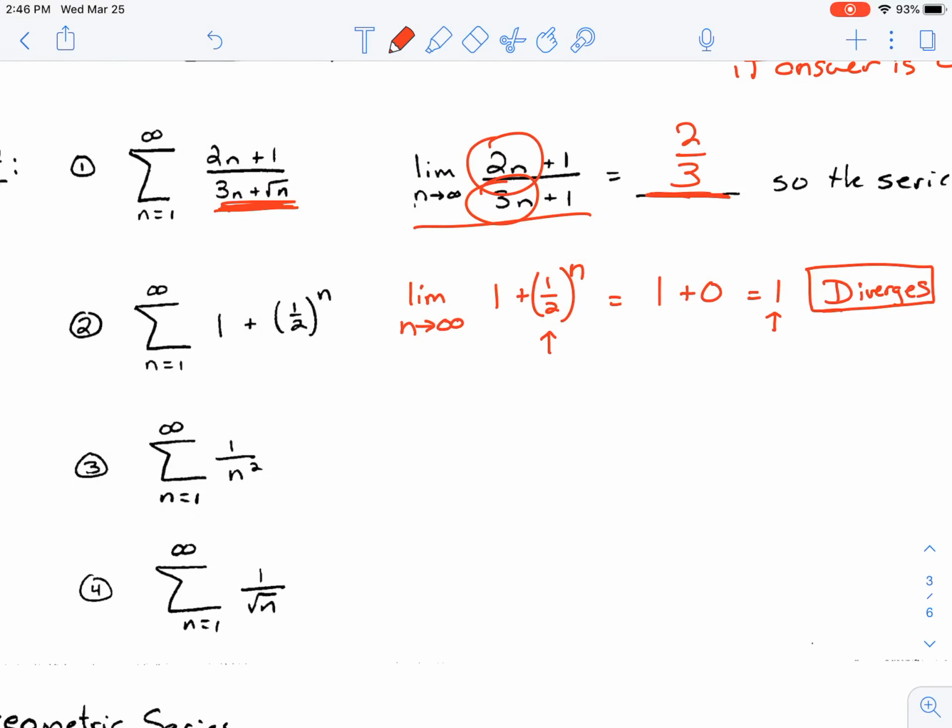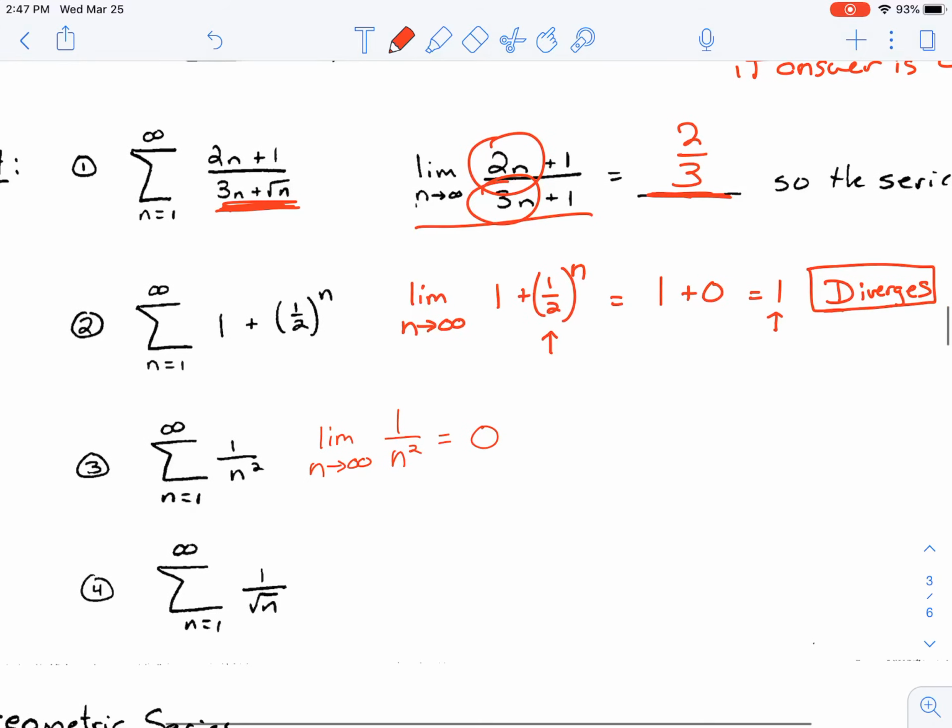All right, let's look at this next one. This one, we take the limit as n goes to infinity of 1 over n squared. Well, this one we can do immediately. The bottom grows huge, so you get 1 over infinity, which is 0. Now this is inconclusive. In other words, the test for divergence fails.